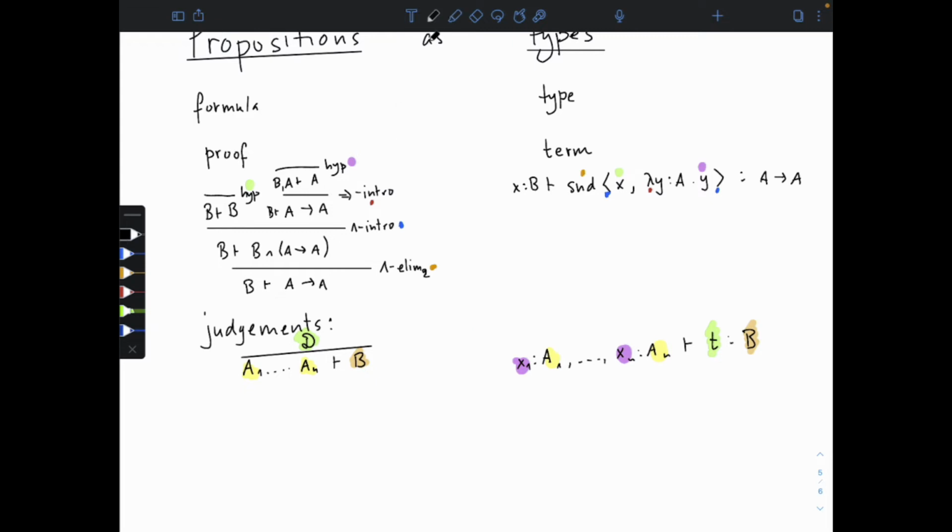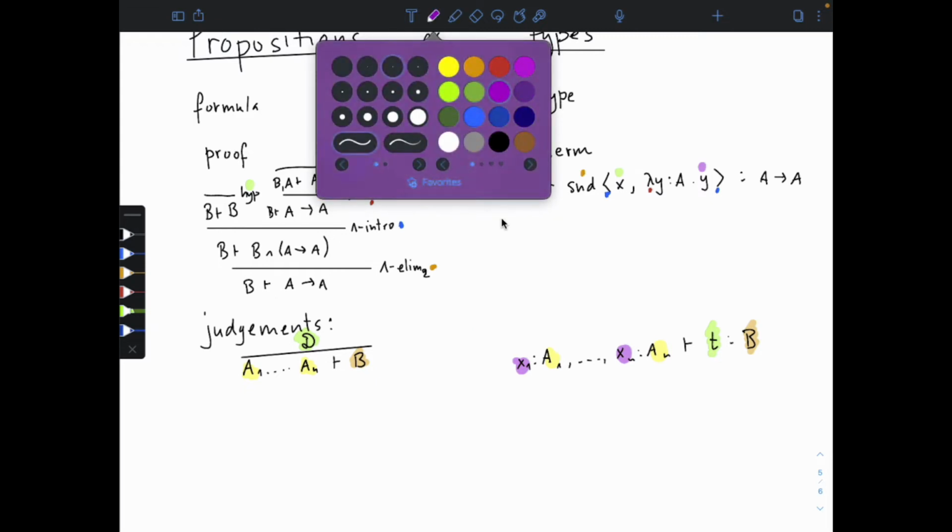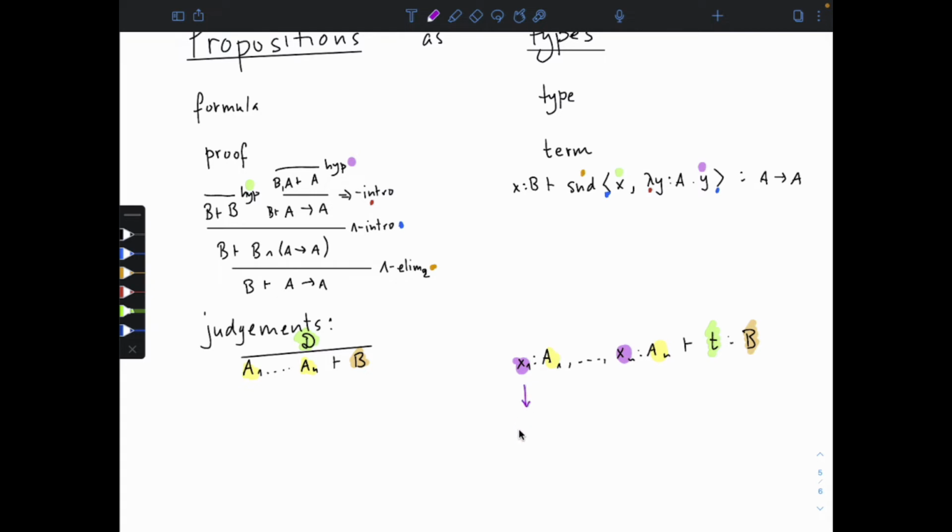These guys here are positions of hypotheses in the context. That's what it is. In fact, there is a version of the lambda calculus where you don't have variable names. You just use positions all the time, and that's called De Bruijn indices.